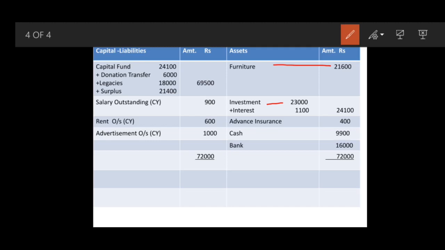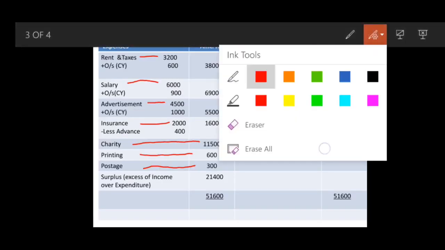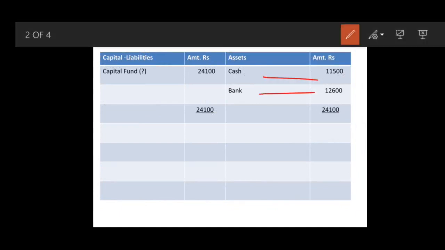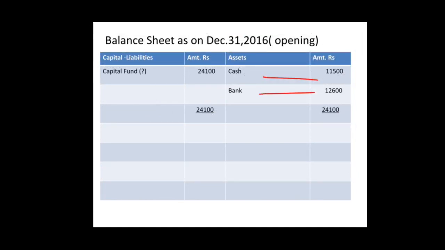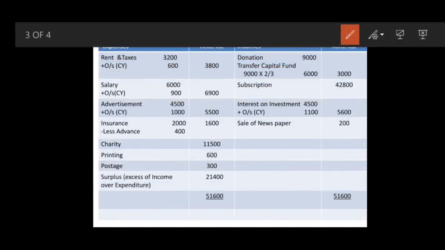Then cash in hand and cash at bank, both are assets, so cash in hand, cash at bank. Then comes your receipts side. Opening balance, cash in hand, cash at bank. Come to your opening balance sheet. There write down on the asset side, cash in hand, cash at bank. Then comes your donation. Now we had an adjustment with respect to donation. So come to your income and expenditure, income side, keep it donation in the inner column 9000.